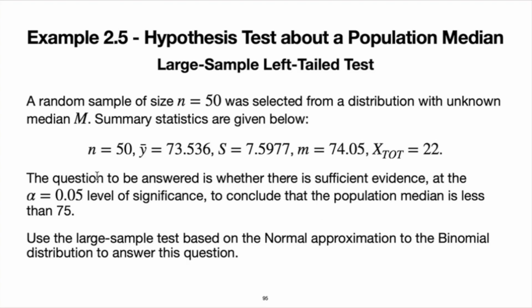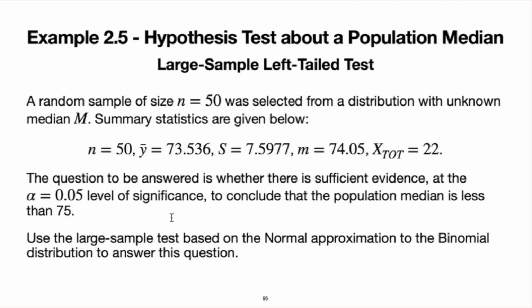The sample size again is 50. The sample mean is 73.536. The sample standard deviation is 7.5977. The sample median is 74.05. And then EXST, which again is counting the number of observations that are greater than the hypothesized value, which we'll indicate here in a second, is 22.